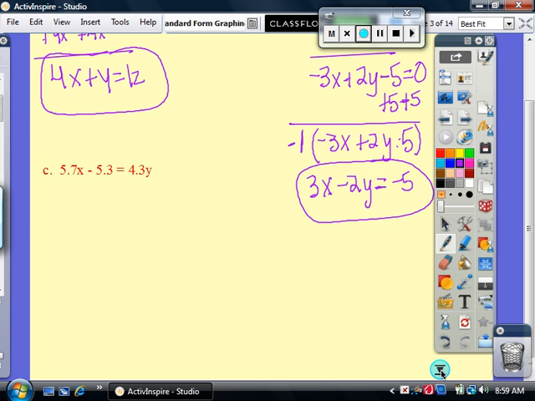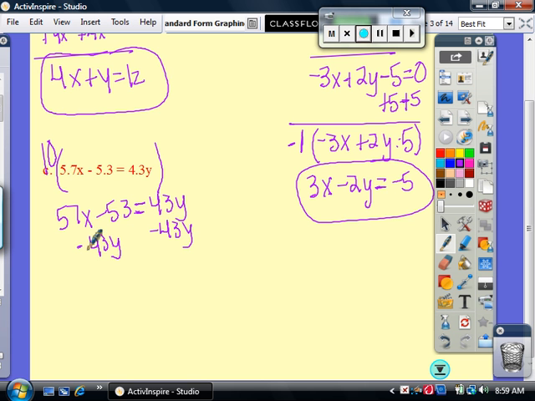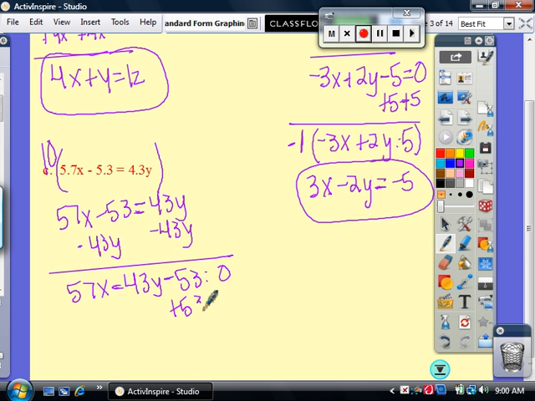When I'm looking at this equation here, first of all, I see decimals, and I see that they're all tenths, so I'm going to multiply everything here by 10 and move that decimal over. And so that gets rid of that problem. And then I'm going to subtract my 43y from both sides. So 57x minus 43y minus 53 is equal to 0. Add 53 to both sides.